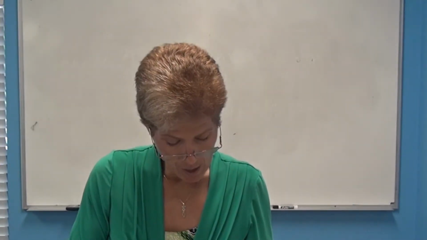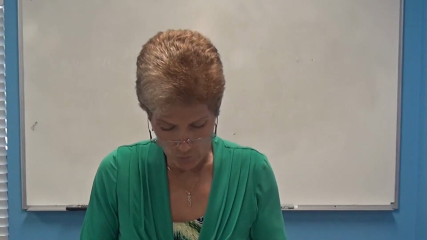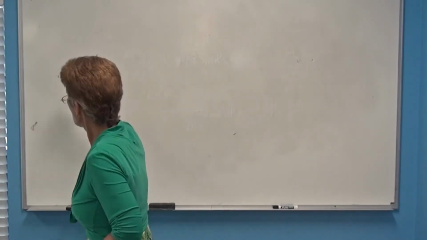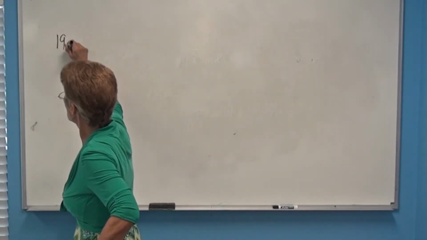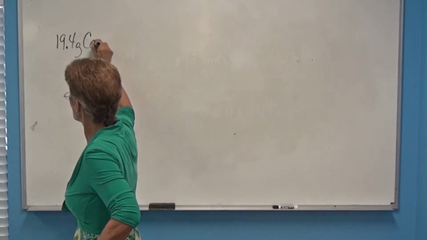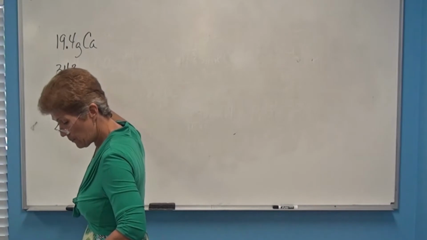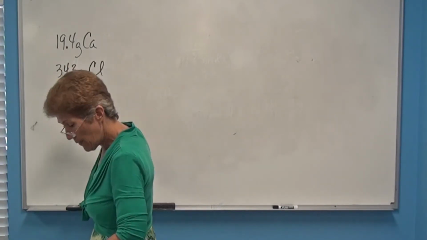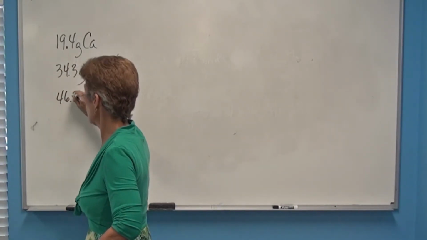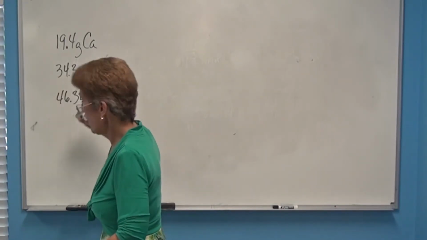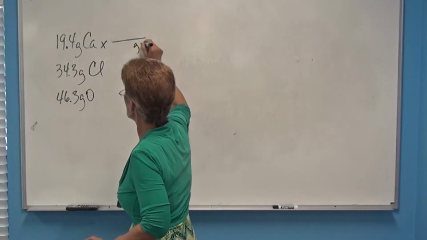Number 12, a compound is 19.4% calcium, and then you have the other percentages of chlorine and oxygen. What is its empirical formula? Well, we had one just like that on the review problems. So we just take this and make the 19.4 grams of calcium, and we're going to make this percentage 34.3 grams of chlorine, and then we're going to make 46.3 grams of oxygen, and then we can go ahead and figure out how many moles of each we have.